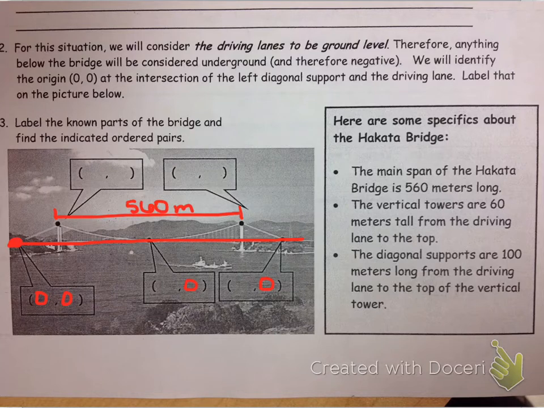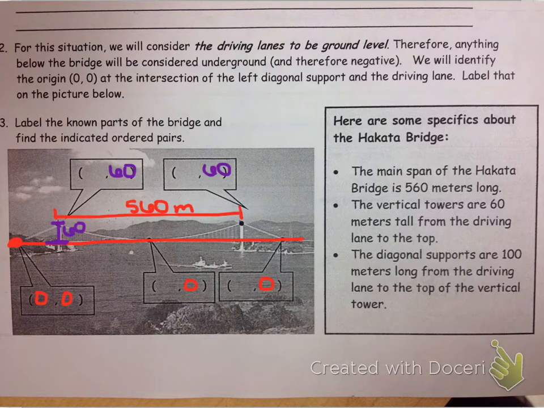The vertical towers are 60 meters tall from the driving lane to the top. So that means from right here to right here, that's 60. Okay? And so that means that if this point is at a height of 0, we do now know that both of the vertical support towers reach a y value of 60 up at the top, which those 2 points are up at the top.